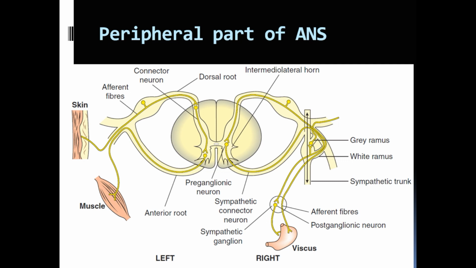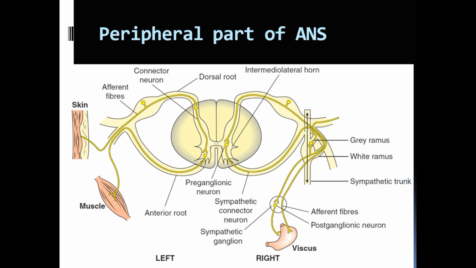So based on these ganglions, as you can see, there is a ganglion present here, or there is a ganglion present here. Okay, so based on that, the sympathetic peripheral part of the autonomic nervous system can be studied. So the neurons, which are divided into two types, as I told, preganglionic neurons and the postganglionic neurons. Let us understand the course of those preganglionic and the postganglionic neurons.